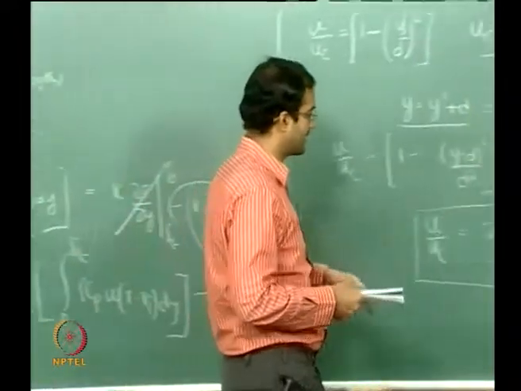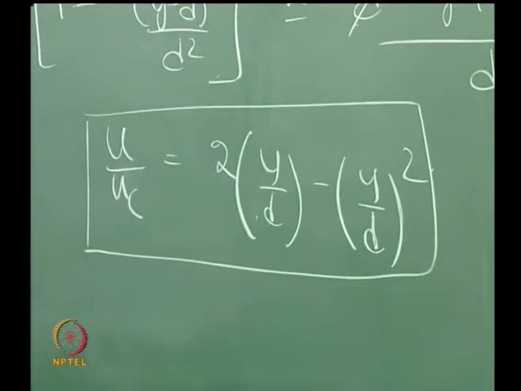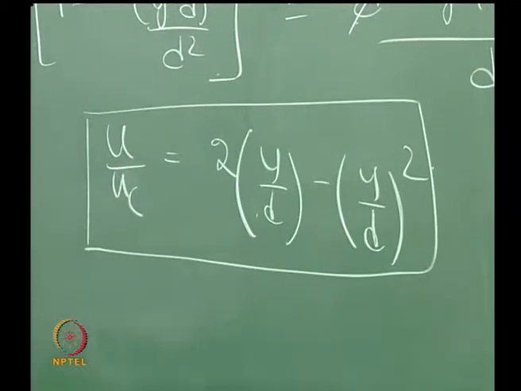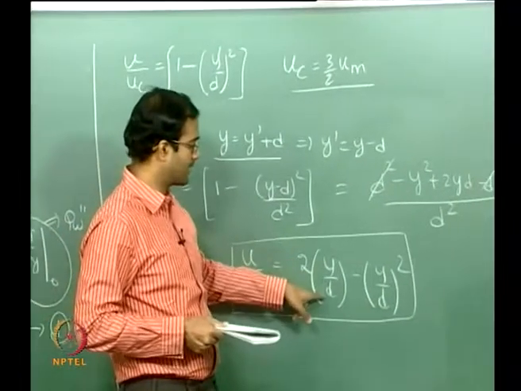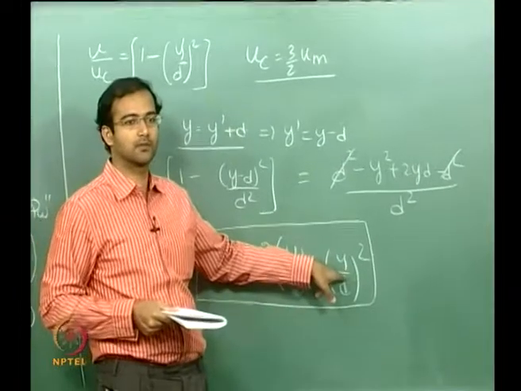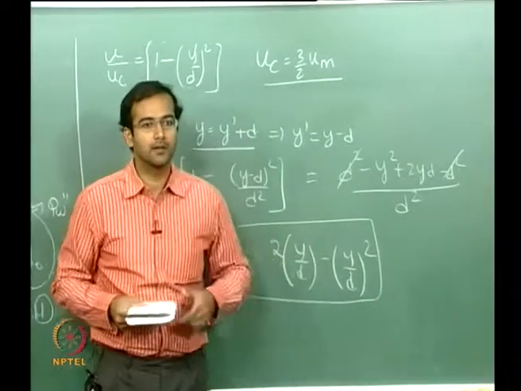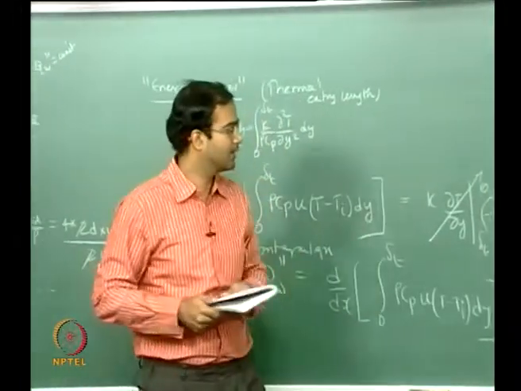Alright, so you can again check. For y equal to 0, this will be 0, and for y equal to 2d, again this becomes 0. So this is 2 into 2, 4, minus 4, 0. Okay, so that satisfies the boundary conditions of the velocity profile.